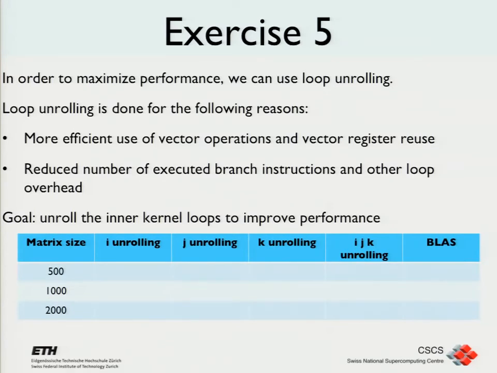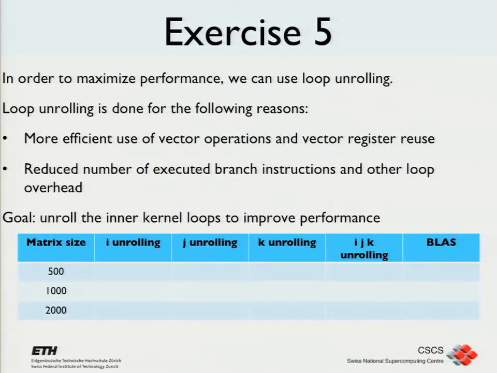For example, if you're cycling over k, if you don't unroll, every time you do an operation, you increase k, and you test if it's close to a certain bound, and if you unroll this, it will be executed less times.